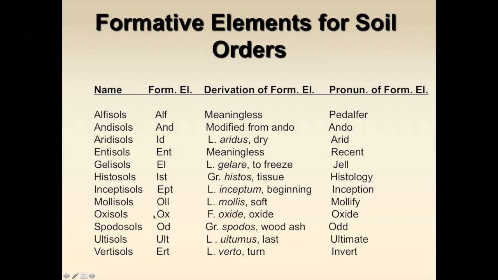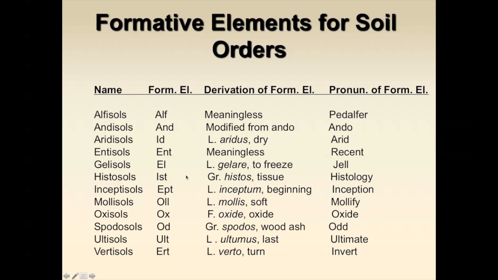Oxisols, for instance, are soils that are found in tropical areas in Africa and Asia, where the soil has been weathered to an even greater extent than our Ultisols over here. So a lot of the calciums and magnesiums have been washed out, and the soil is highly acidic.